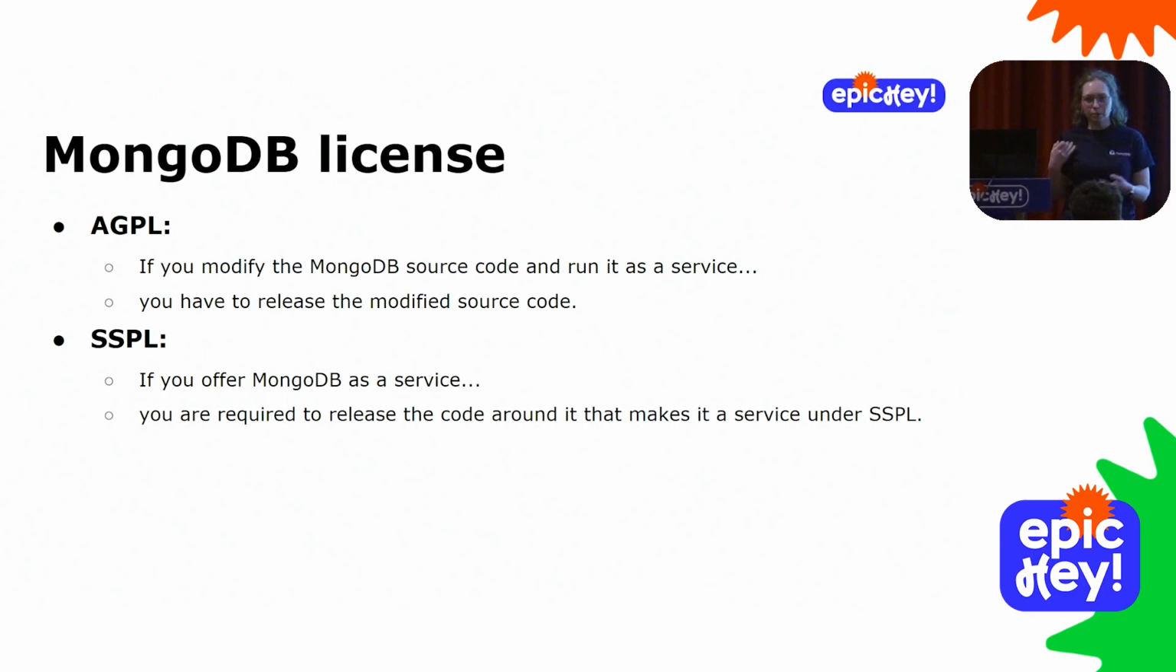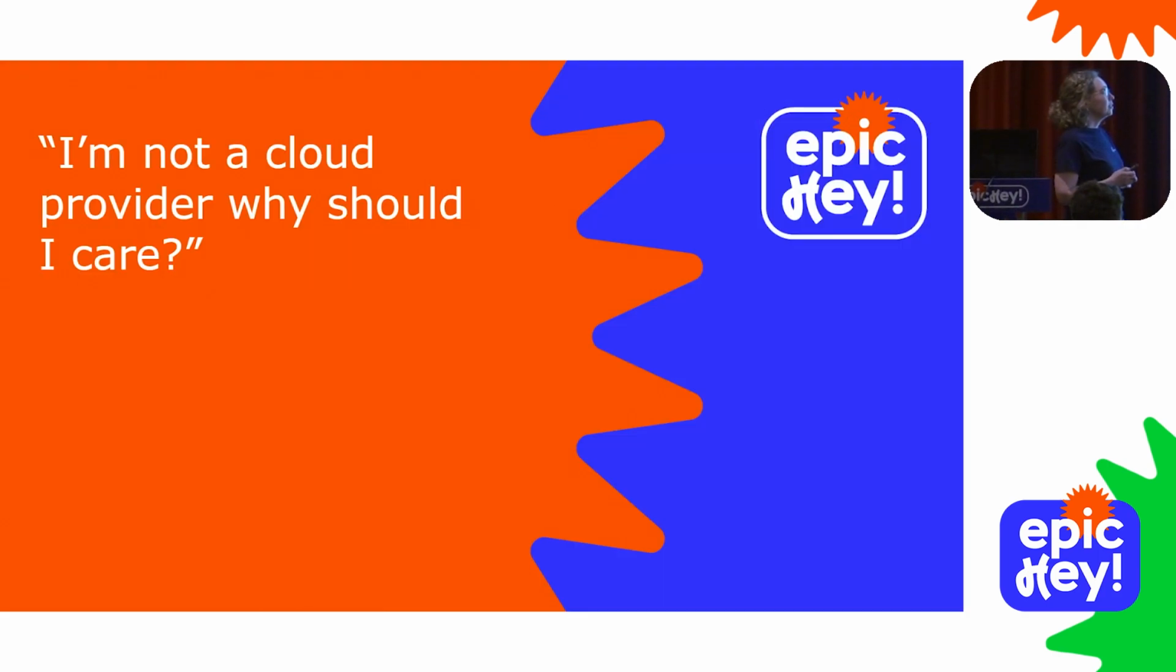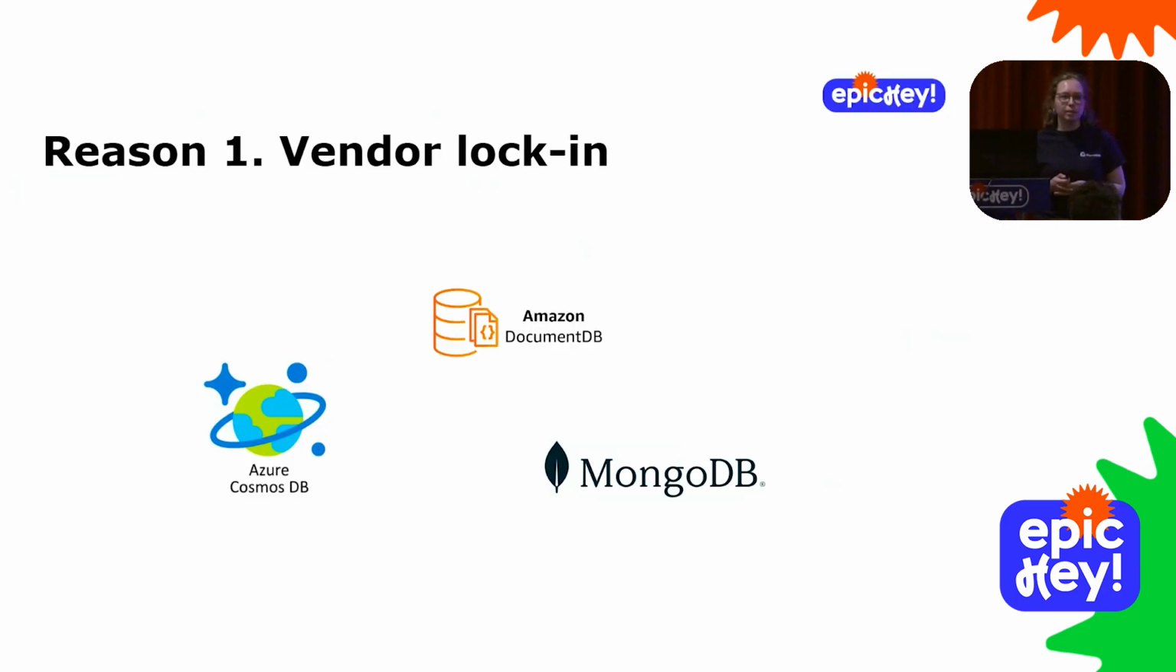Let's say I'm a cloud provider, I run MongoDB on Windows. It means I need to release Windows, but can I actually release Windows, especially under the SSPL license? Not really. So yeah, that makes it hard. But actually, here you can say, okay, I'm not a cloud provider, why should I care? I can run MongoDB myself on my own infrastructure, or maybe my infrastructure engineers can run MongoDB for me. Why should I care? Well, there are at least two reasons.